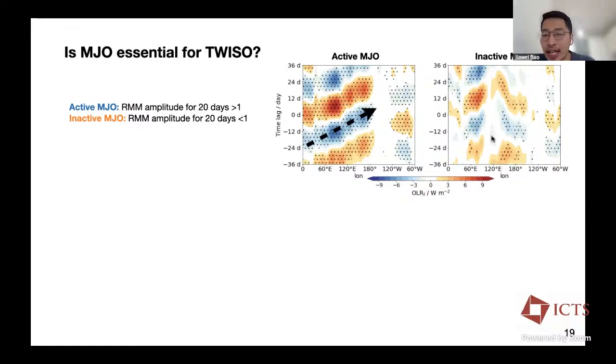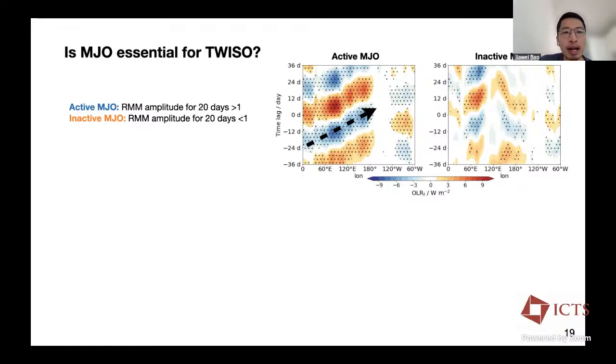Whereas in the inactive phase, what we see is more like a local convection oscillation. The eastward propagation is basically gone. But in the meantime, we see a bit of a westward propagation signal over the Western Central Pacific. We don't know what's happening over here, but we can confirm this is not an active MJO case.